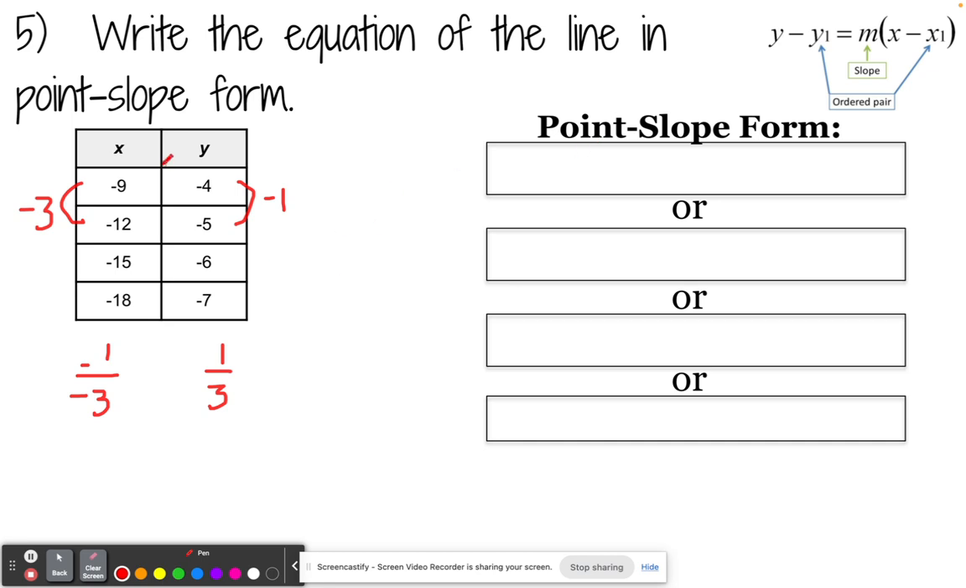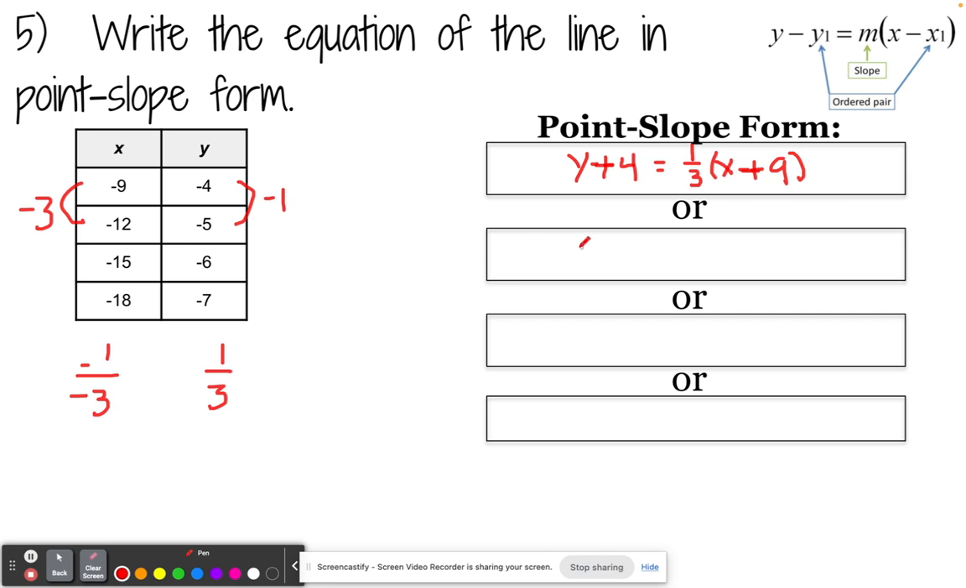So let's do my first point right here. Negative 9, negative 4. Y minus negative 4 equals, my slope is 1/3, 1/3 times the quantity x minus negative 9. I'm going to keep having those minus and negatives, and they are going to become positives. You'll notice that all of my y's are negative, all of my x's are negative, so they're all going to become positive.